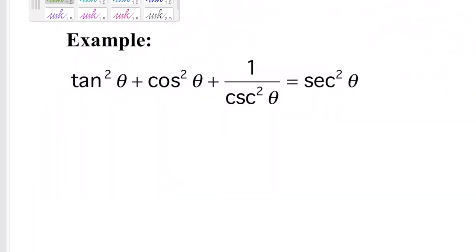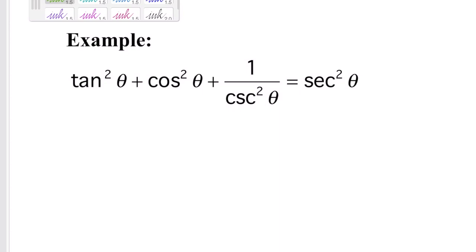So here we have an example. So obviously, just looking at it, the left side is a heck of a lot more complicated than the right side. So I'm going to go with my first strategy and just work on the left side and try to get all of this mess to equal secant squared theta.